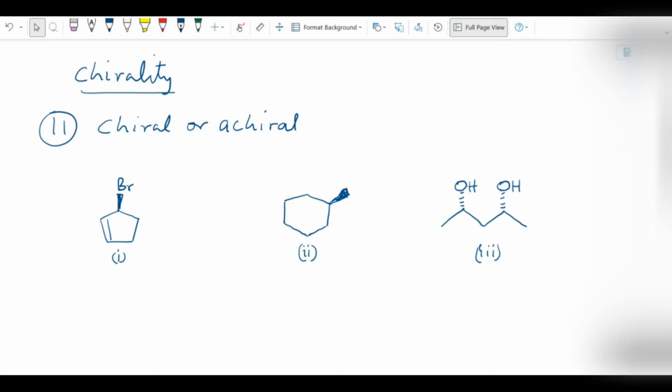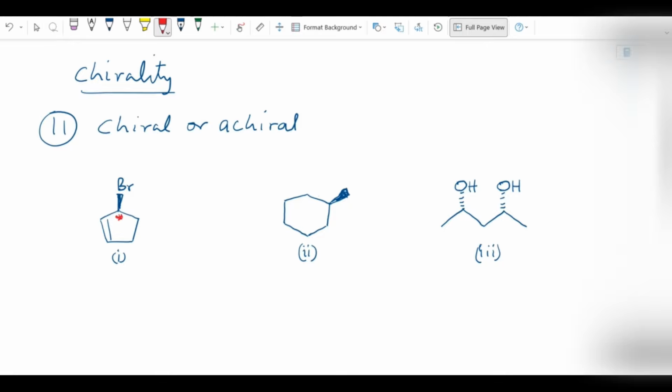One, does the carbon have 4 different groups? If it does, then it's chiral. If it doesn't, then it is non-chiral or achiral. Another thing is plane of symmetry. Does the molecule have a plane of symmetry? If it does, it is not chiral, it is achiral. But if it doesn't have a plane of symmetry, then it is chiral.